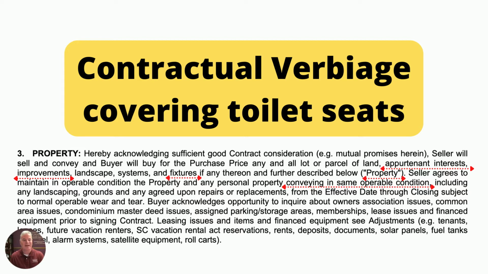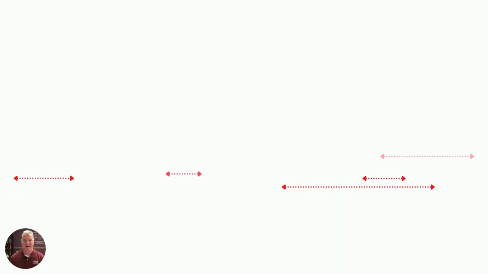The seller agrees to maintain an operable condition of the property and any personal property conveying in the same operable condition. Okay. So when the buyer looks at that house and they see that awesome toilet seat on there, they're like, yes, I finally got a bidet, right? Great toilet seat. I'm so happy. I've never had one of those before. And they expect to have that at closing.